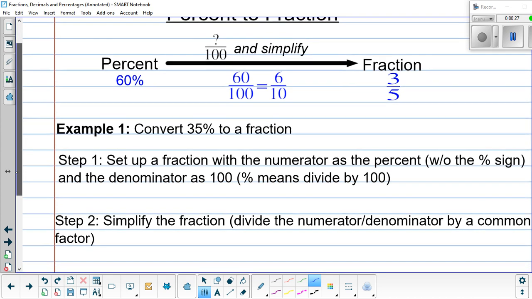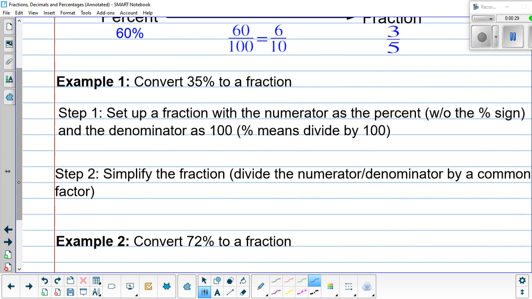Looking at example 1, we have 35% to a fraction. Here, I'm going to write down 35, and I'm going to put it over 100. So, we've dropped our percent sign, written it over 100. Now we want to simplify our fraction.